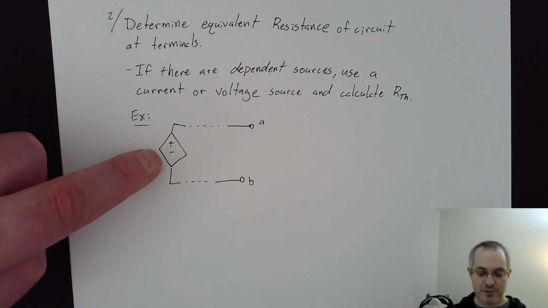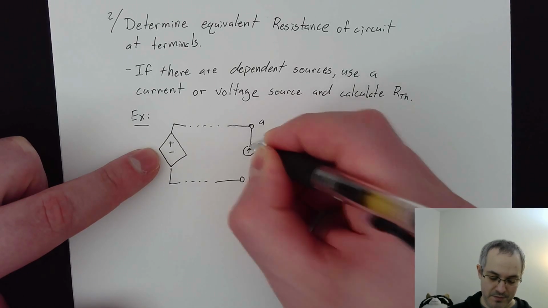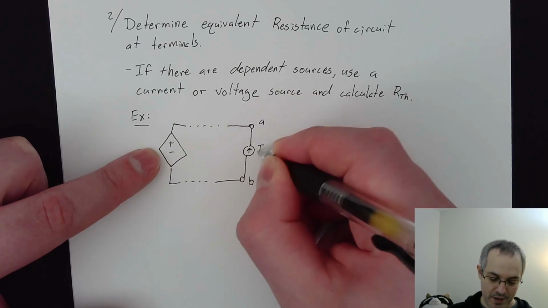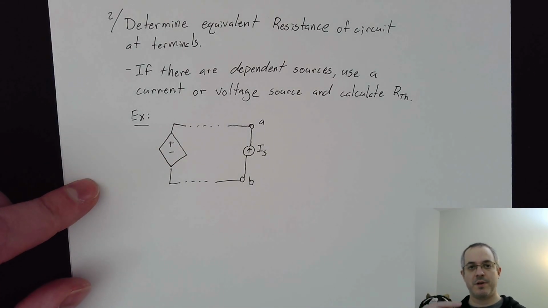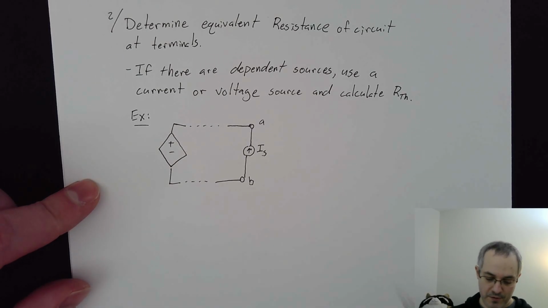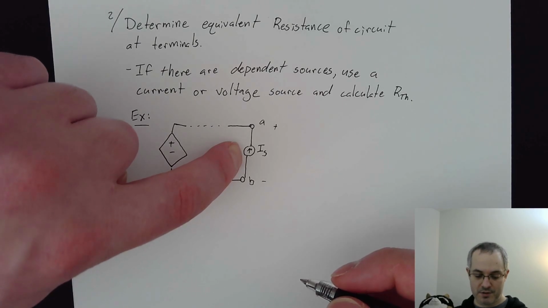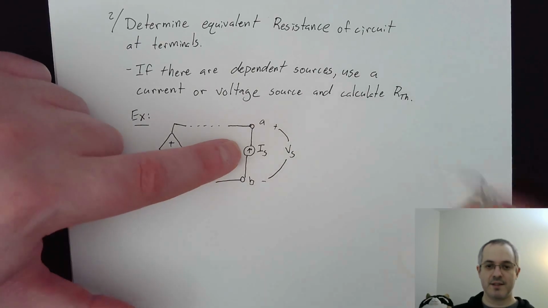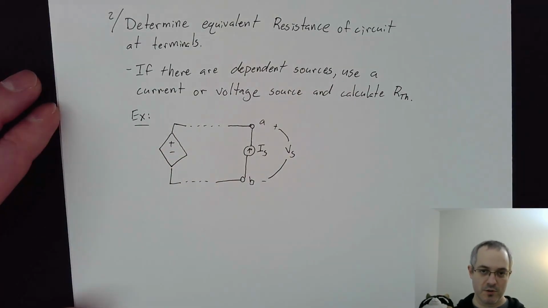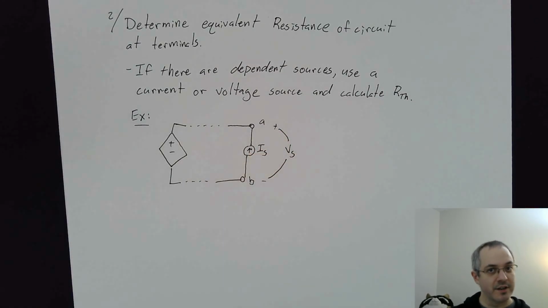Since there's a dependent source there, in this case we'll throw in a current source, IS. Now that current source, remember we just talked about, creates a voltage difference that will be plus and minus. We might call that VS, and we'll symbolize that we're measuring the voltage across those two terminals. It's not making VS, it's making the current, and VS is incidental.